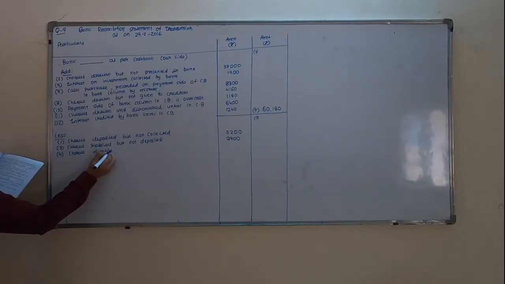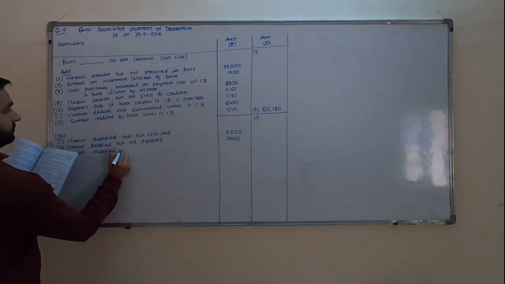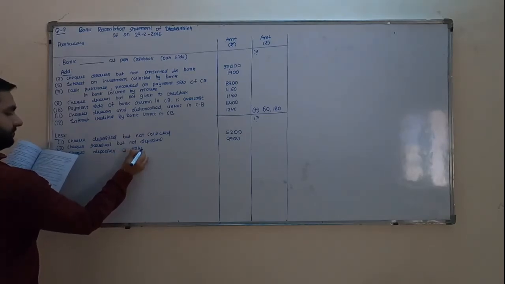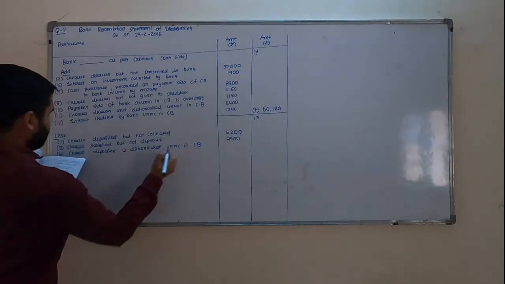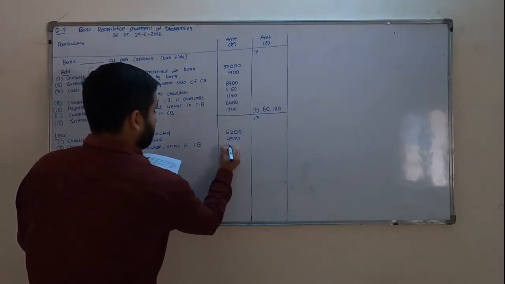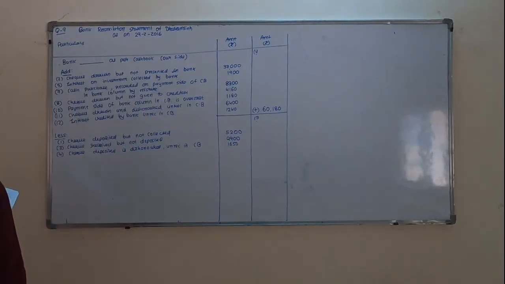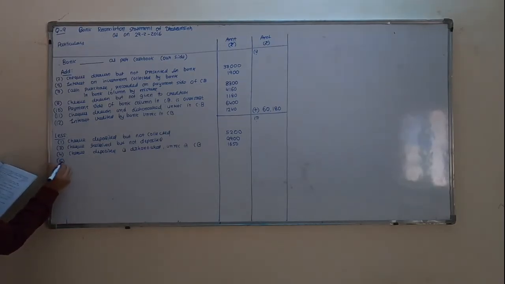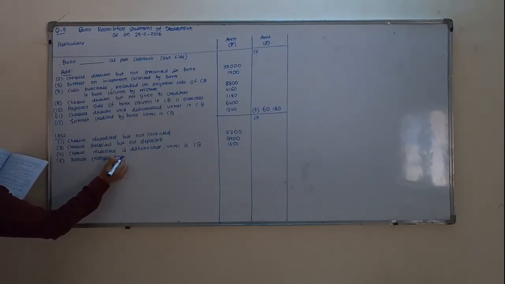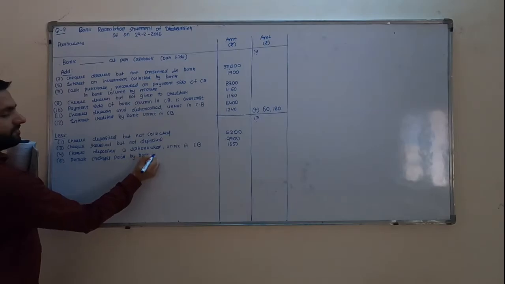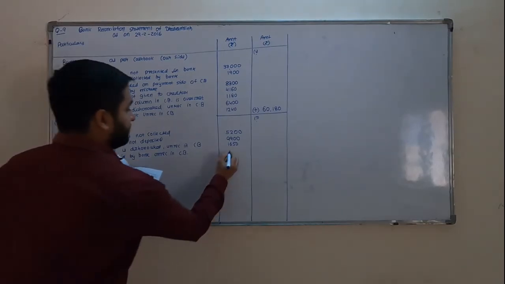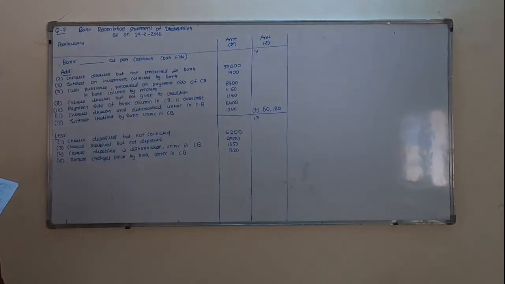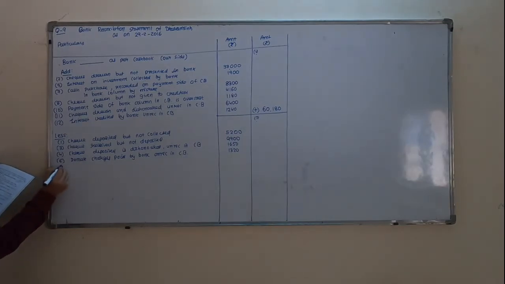Check deposited is dishonored, unrecorded in cash book, 1650. Next transaction to subtract is number 6. Demat charges paid by bank, unrecorded in cash book, 1320. Next transaction to subtract is number 9.